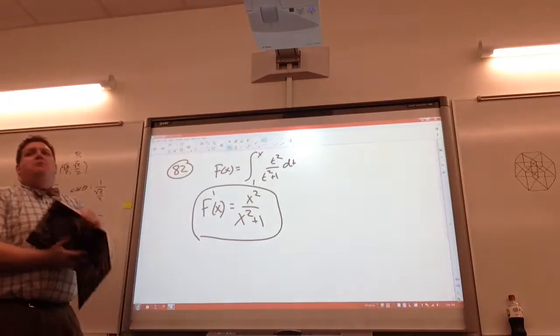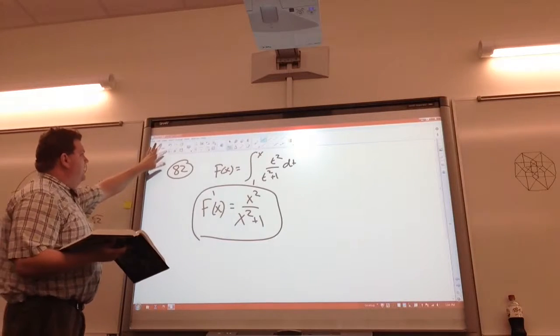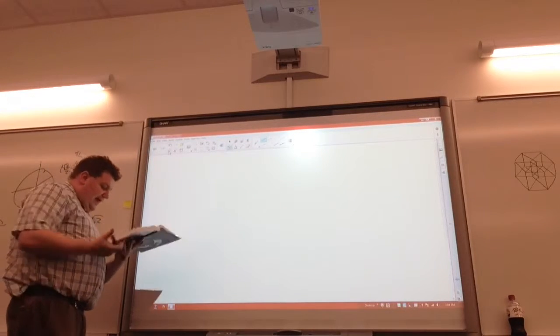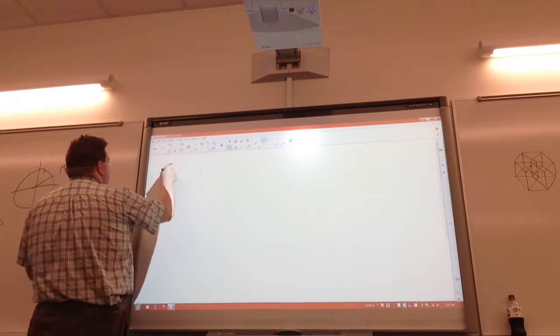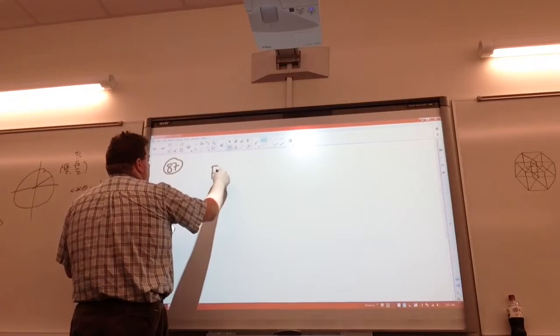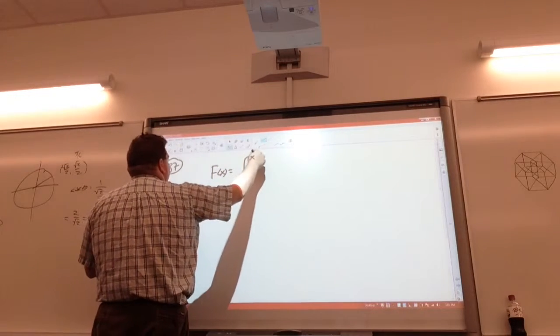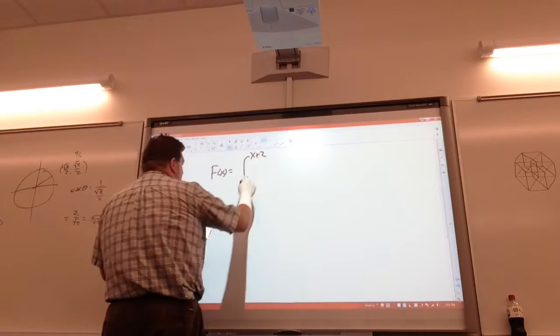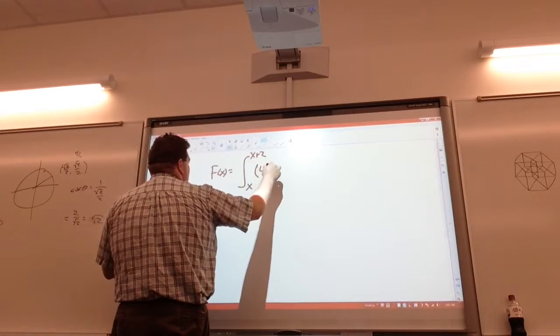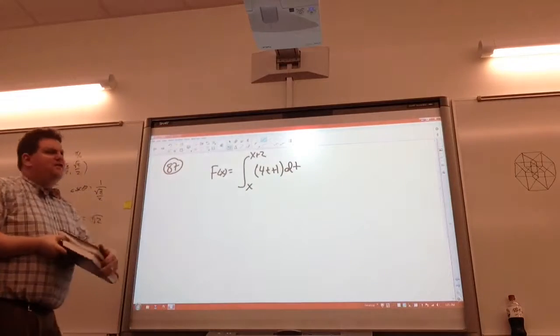Okay? Now, here's where things get a little trickier. We're going to look at two that are a bit harder. The first one we're going to look at is 87. This one right here is big F of x is equal to the integral from x to x plus 2 of 4t plus 1 dt. What's the problem with this one right here?